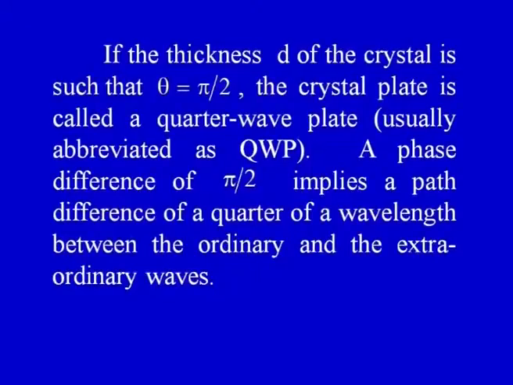If the thickness d of the crystal is such that theta equal to pi by 2, a quarter vibration, the crystal plate is called a quarter wave plate, usually abbreviated as QWP. A phase difference of pi by 2 implies a path difference of a quarter of a wavelength, that is lambda by 4, between the ordinary and the extraordinary waves.